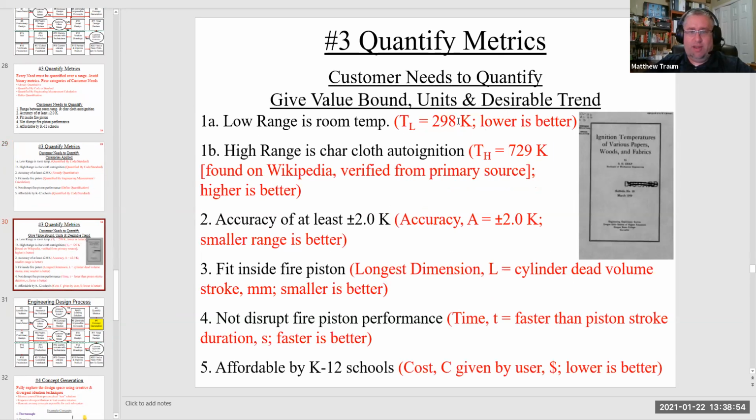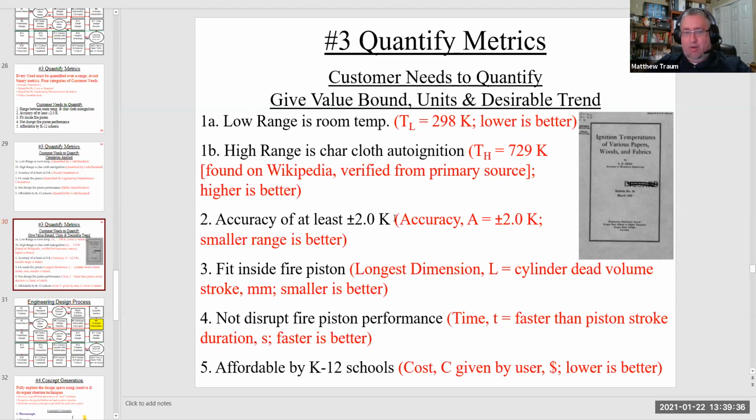So the low temperature is room temperature, which is 298 Kelvin or lower is better, right? So I give a value, units, and then a range or the desired trend. The high temperature range has to be at least as hot as the auto ignition temperature for char cloth. So 729 Kelvin. By the way, I found that value on Wikipedia, but Wikipedia is not a verifiable source. And so I had to go back to the primary literature, which turned out to be a 1949 paper on the ignition temperatures of papers, plastics, woods, and fabrics. And of course, if I can get to higher temperature measurements, that's better.